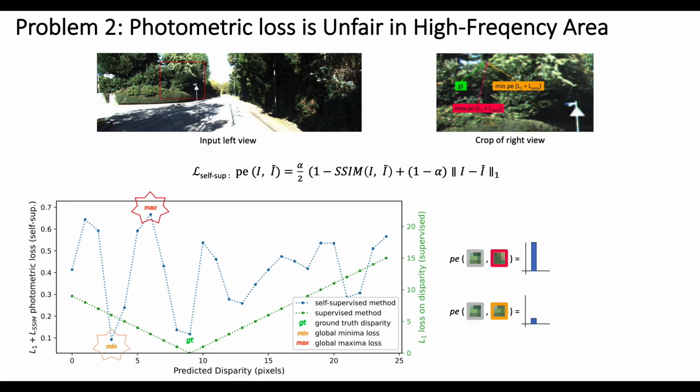If we consider these two disparities, the red one has the maximum photometric loss, while the orange one has the minimum. However, the red one is closer to the ground truth, which means it's more accurate. This non-proportional relationship indicates that the photometric loss is unfair, because the poorer disparity instead has a smaller loss. What's worse, the loss of the ground truth is even larger than that of some incorrect disparity, which means the network has the wrong global optimum.